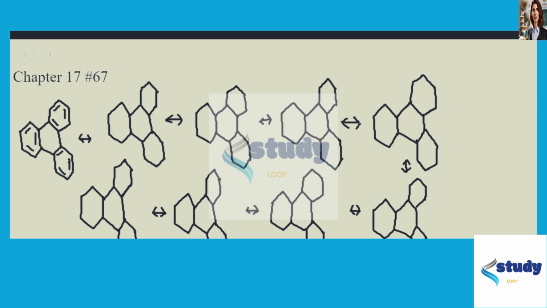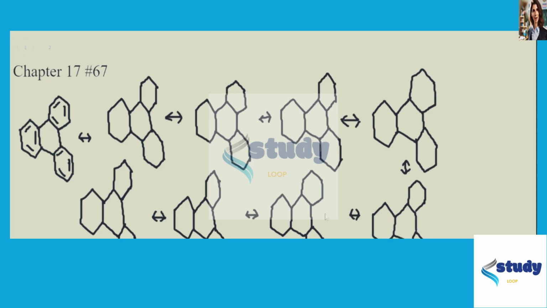This is the answer to Chapter 17, problem number 67 from the Smith Organic Chemistry textbook. This problem asks us to consider triphenylene and phenanthrene. We're asked to explain why triphenylene resembles benzene and does not undergo addition reactions with bromine, but phenanthrene reacts with bromine to yield the addition product drawn in the problem.